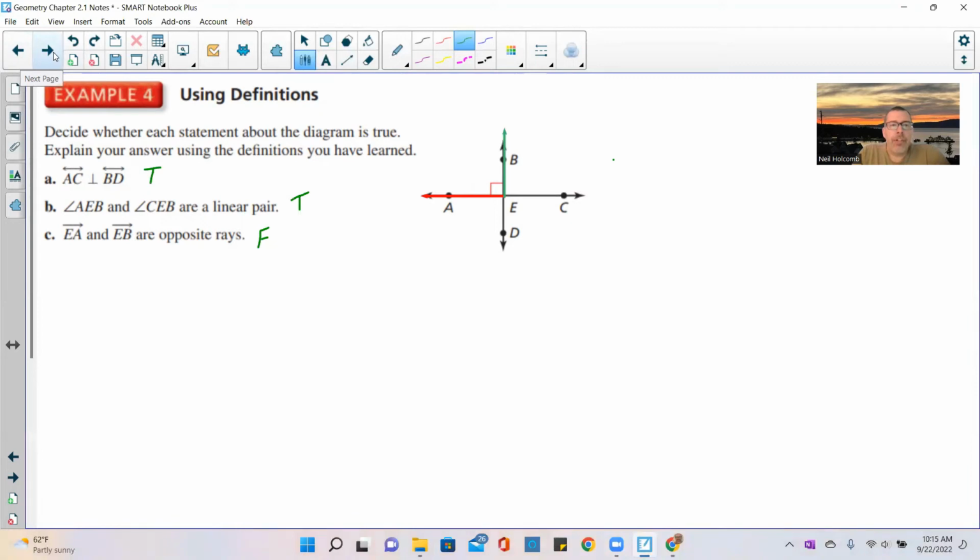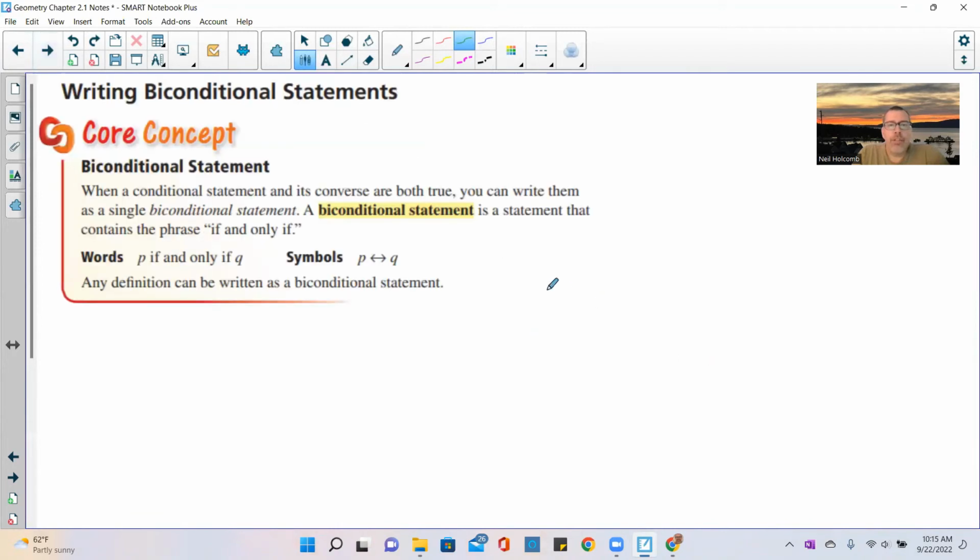Okay, if two angles are linear pairs, then their sum is 180 degrees. If two angle sums are 180 degrees, then they are linear pairs. I'd have to think about that one right there. If a triangle is a right triangle, then one of its angle measures is 90 degrees. That is true. If a triangle has an angle of 90 degrees, then it is a right triangle. So there's an example of it being true both directions.